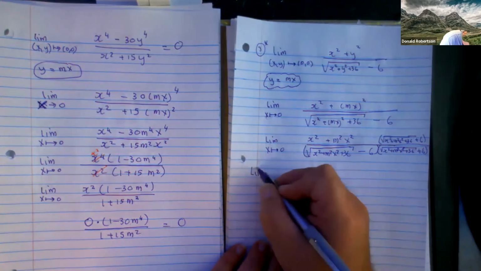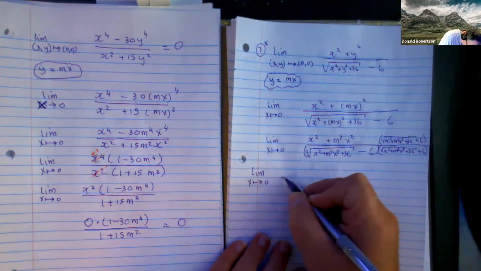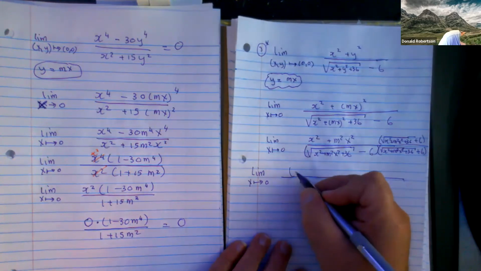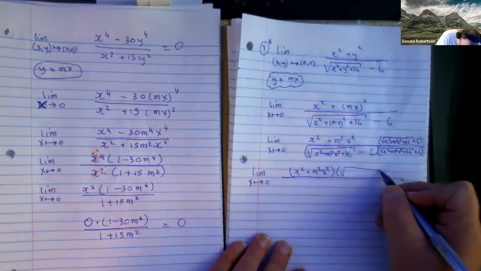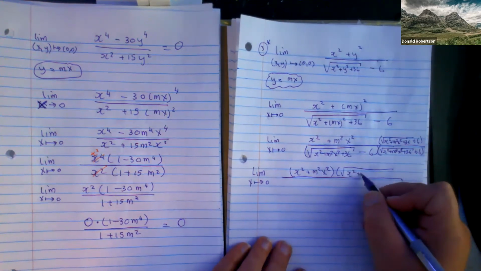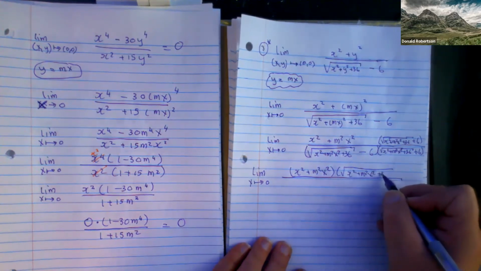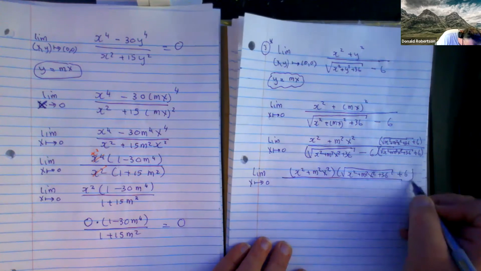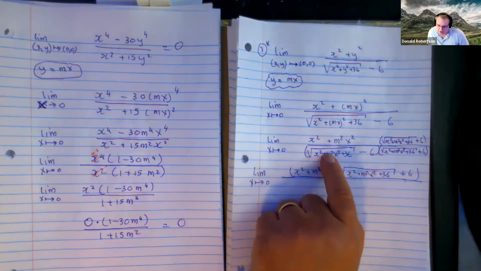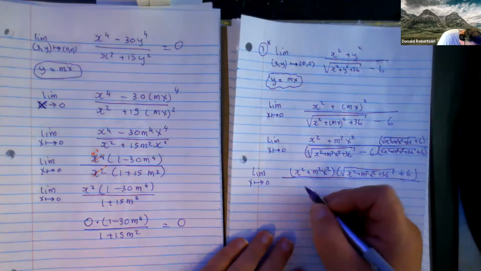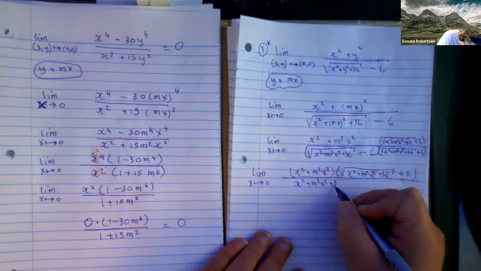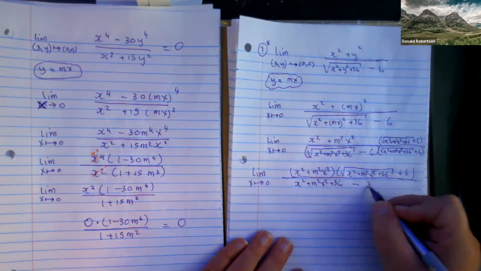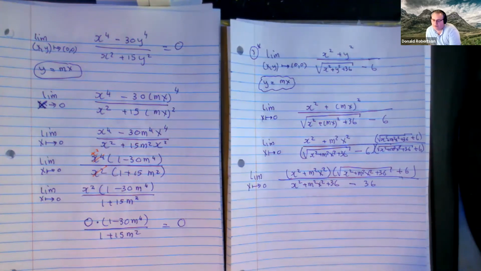So we now have the limit as x tends to 0. The two top terms I'm not going to do anything about. But if you multiply this guy by this guy, can you trust me that eventually you get x squared plus m squared x squared plus 36, take away 6 times 6, which is 36. Now, if you don't believe it, FOIL it out and you'll get that answer.